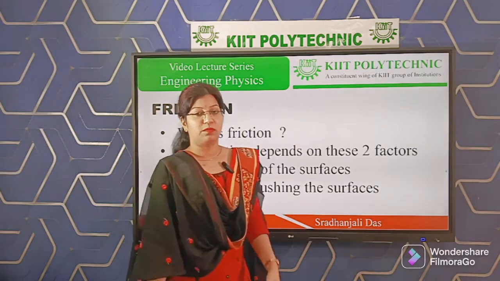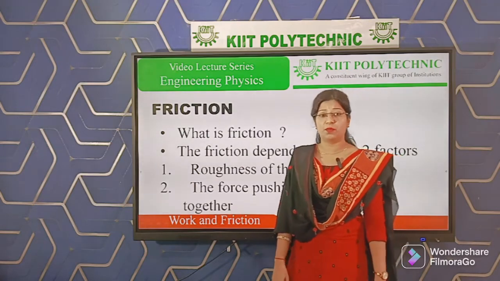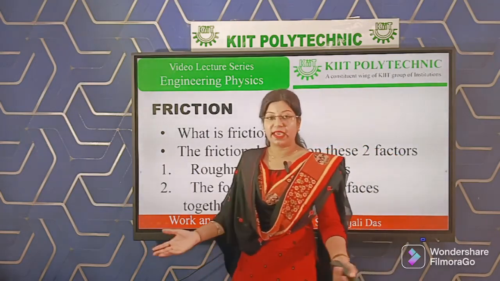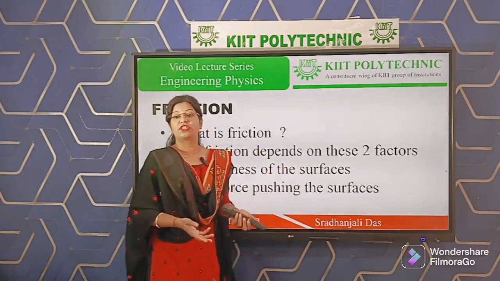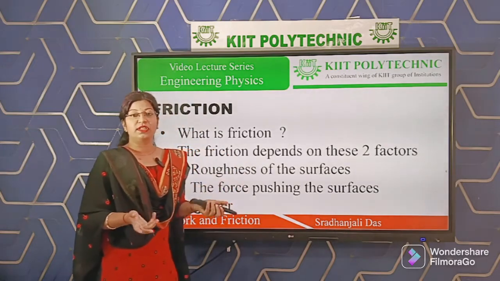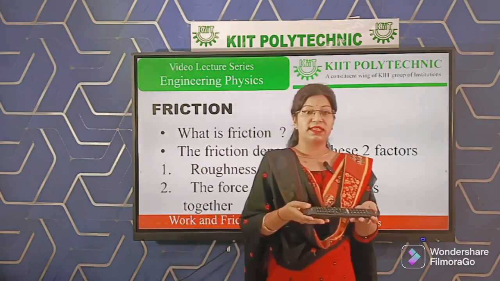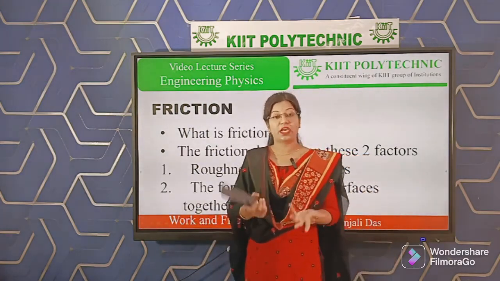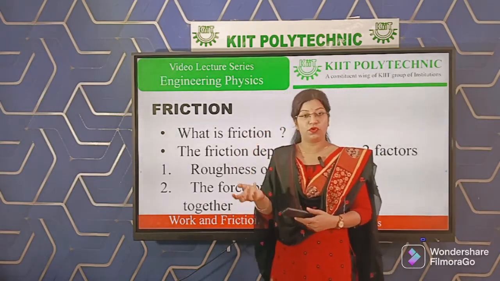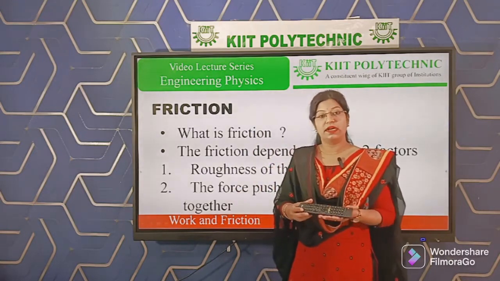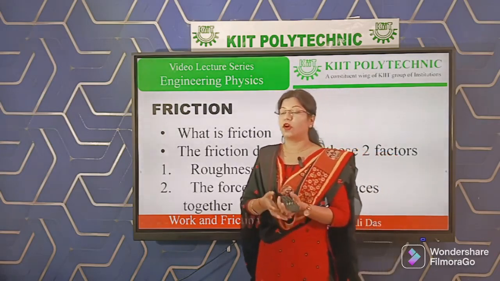Now I move to the next part of this chapter, that is friction. Friction is very important, because without friction, I am walking here, I am holding this remote, and I am writing here. All these things are only possible due to friction. If there is no friction, then I am unable to write, I am unable to work, I am unable to hold this thing. That means friction is required. Most of us think that friction is harmful to us. No, friction is not only harmful, it is also required, because without friction we can't walk, we can't write, we can't hold things.